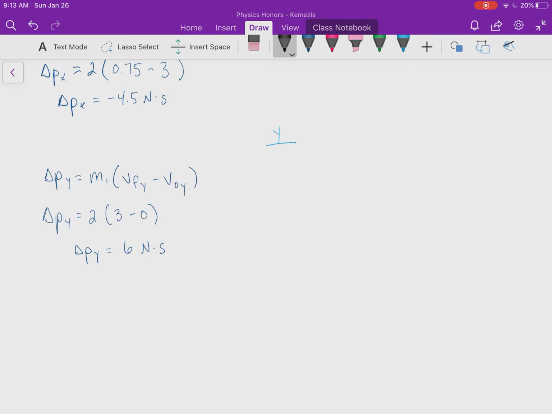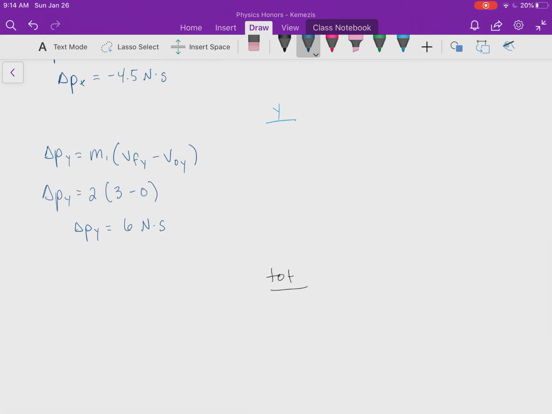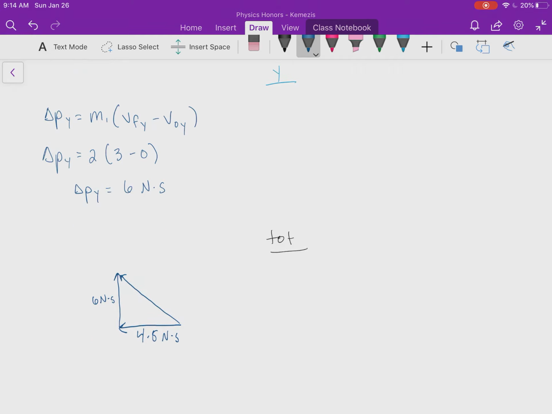Now we can talk about the total change in momentum. This first object had an impulse going to the left 4.5 Newton seconds, and up 6 Newton seconds. So that is its change in momentum, otherwise known as its impulse. I didn't actually write negative 4.5 there because by putting the vector to the left, that implies the negative, so you don't need to write the negative.